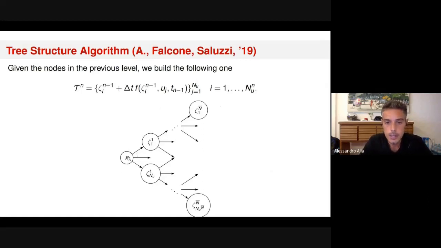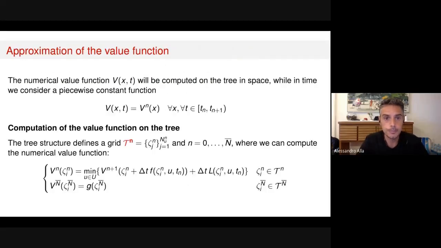Now, it's easy to see that we have a tree structure, because this is iterated, and here it's very important to have a finite horizon. So now we have a tree. This is essentially our grid, which is not structured, but we have some flavor of the dynamics of the differential equation. Then after we build the tree, we can compute the value function.